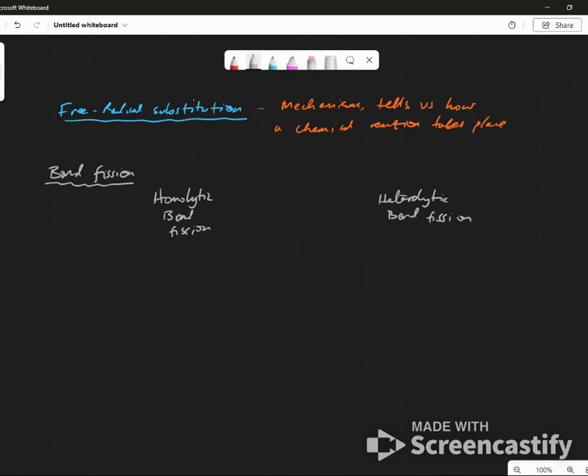There's two types. First of all, we're going to look at homolytic, and we're going to look at the example of a bromine molecule. Then we're going to look at the heterolytic.